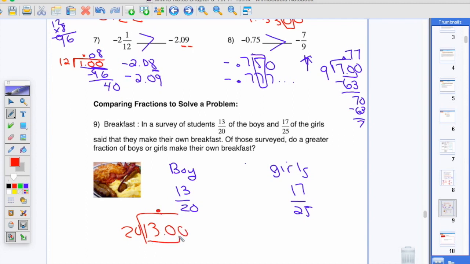So 20 goes into 130 6 times, which is 120. Subtract, bring down. 20 goes into 100 5 times. So 13/20 is the same thing as 65 hundredths.